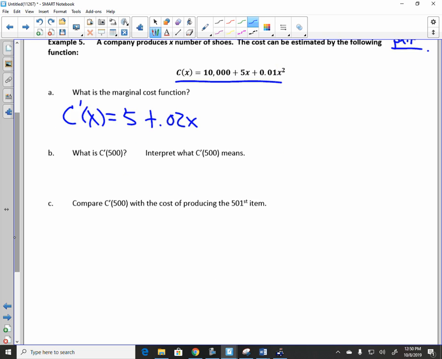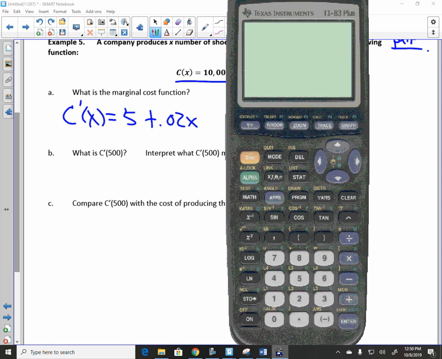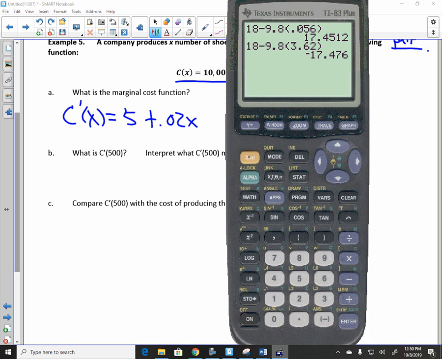What is C prime of 500? What would we do to produce C prime of 500? Plug in 500. 5 plus 0.02 times 500, and I get 15.